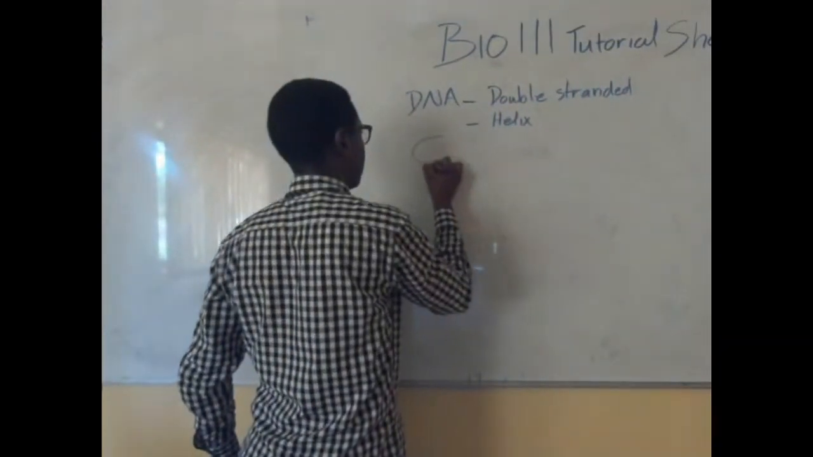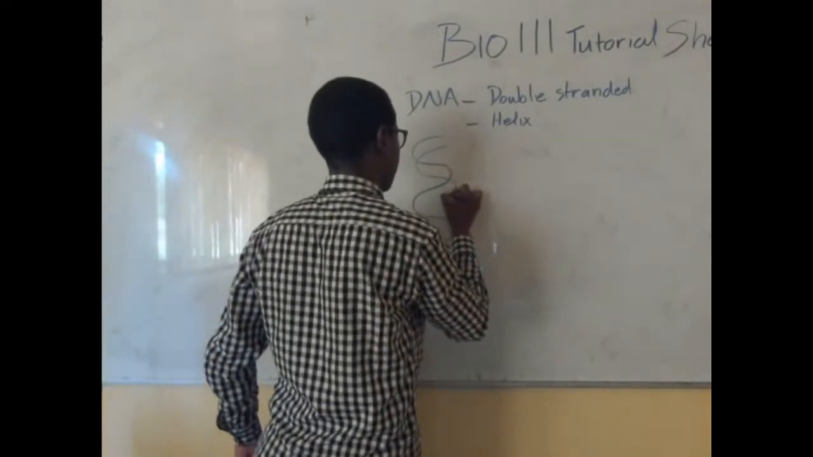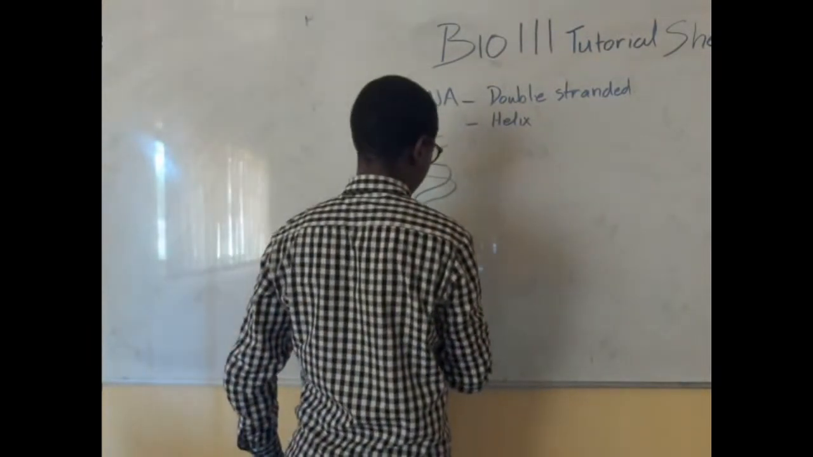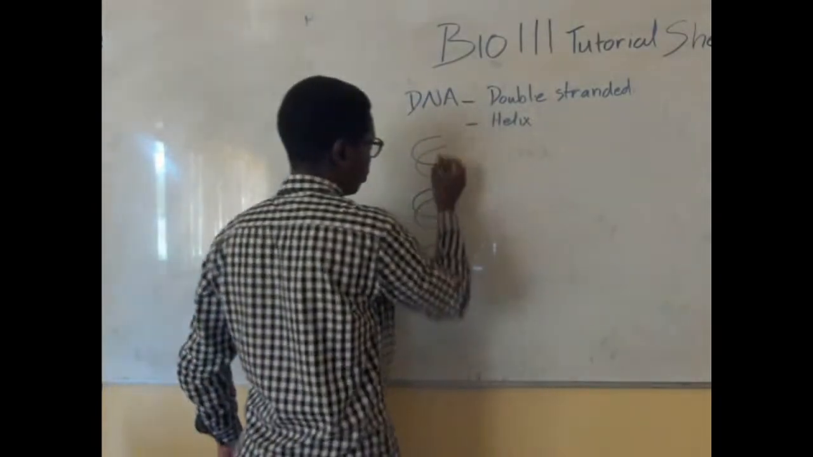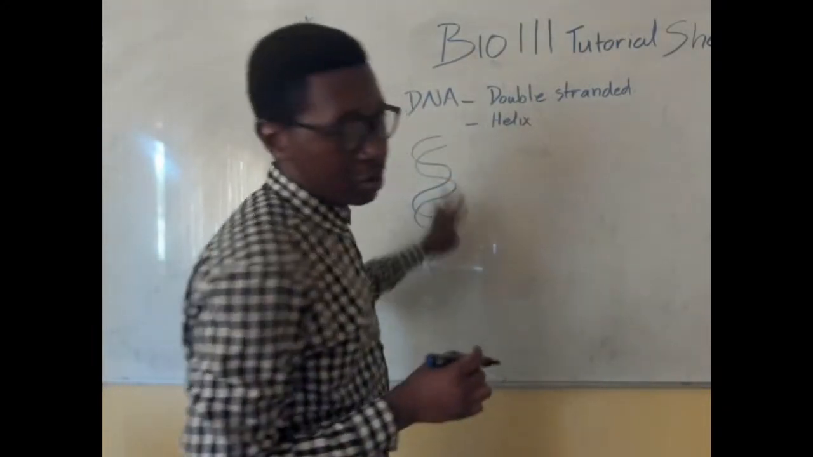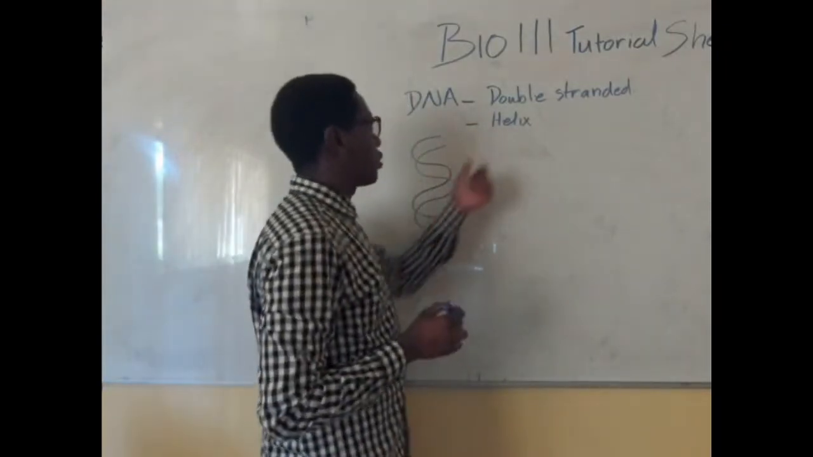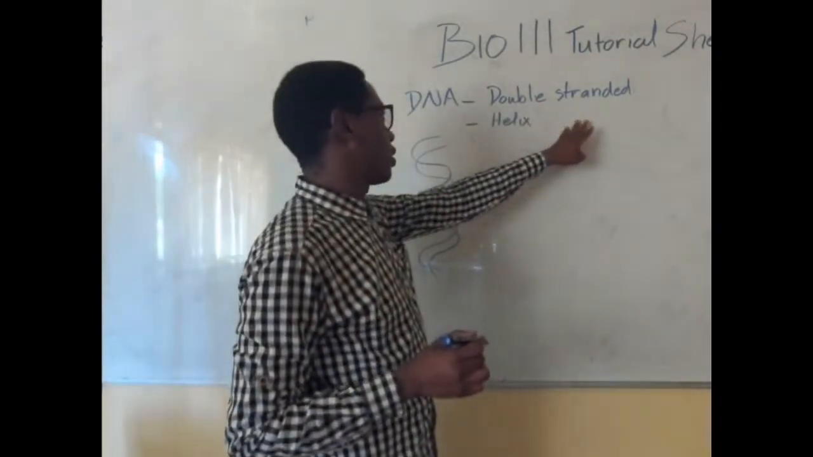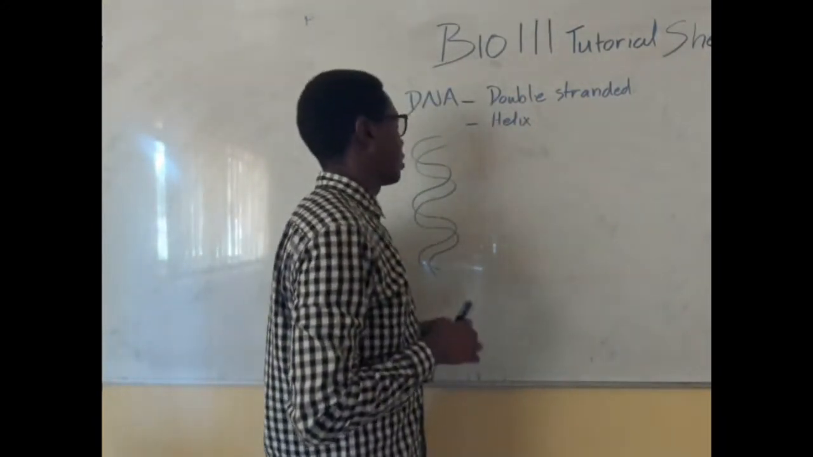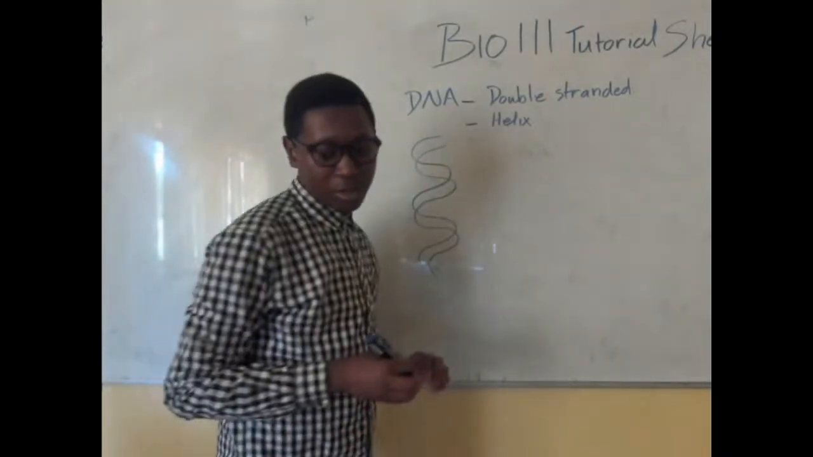So to illustrate, the structure of DNA will look something like that. Okay, I'm not an artist, but I'm trying to illustrate the helix. Okay, yeah, so we should remember that the structure of DNA is double-stranded, then it forms a helical structure. So that means there are two strands of nucleotides in a DNA molecule.